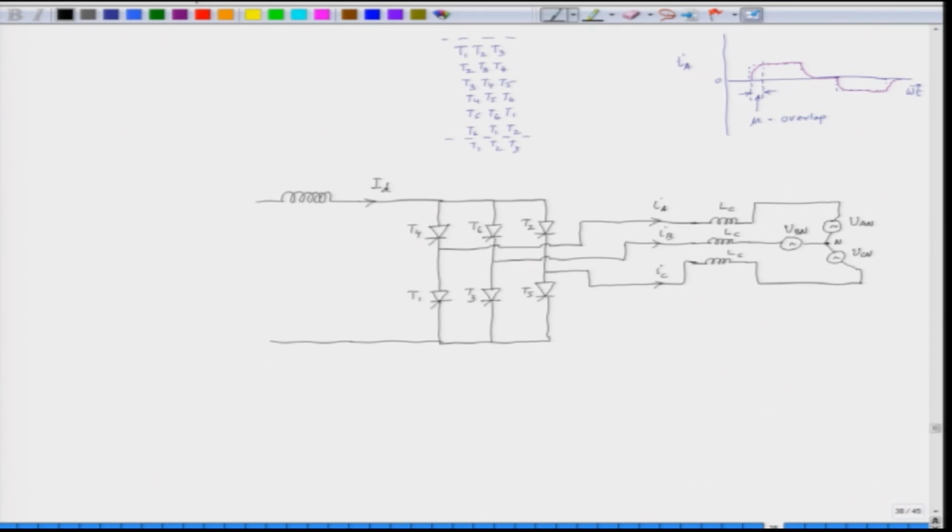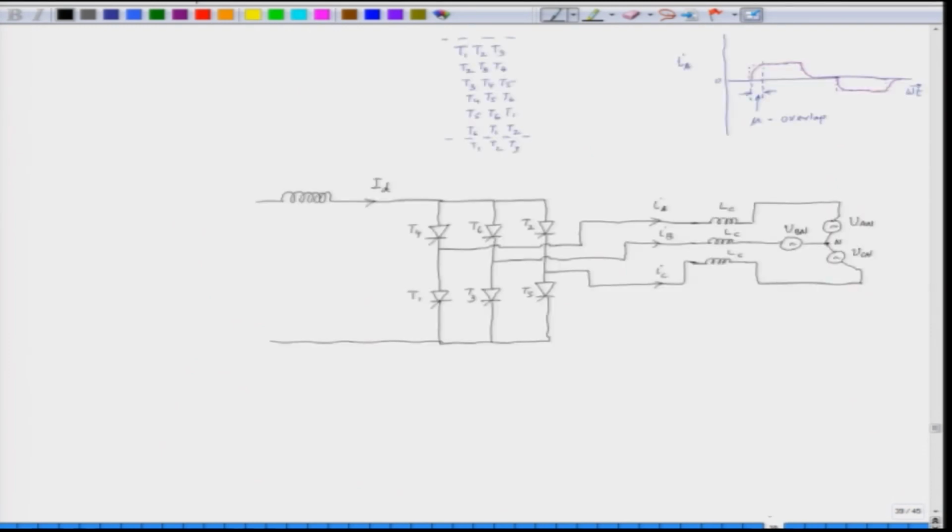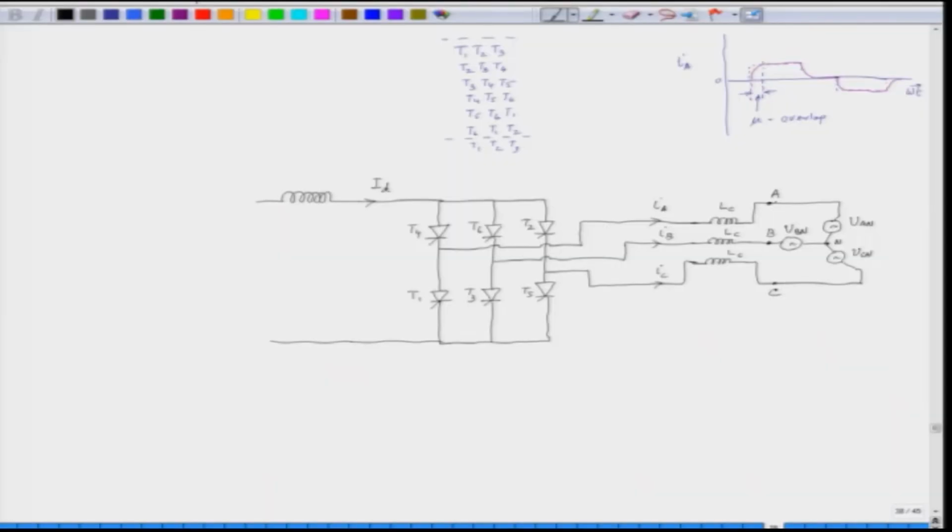So, let us now say that we analyze this commutation by drawing the voltage waveforms. The voltage waveforms which are in the line, this is phase A, this is phase B and this is phase C. The load is an active load. The load also has got back EMF. So, the load voltages are also sinusoidal. So, we can draw the various load line voltages for the synchronous machine. So, we can draw here VAB, VBC and VCA.